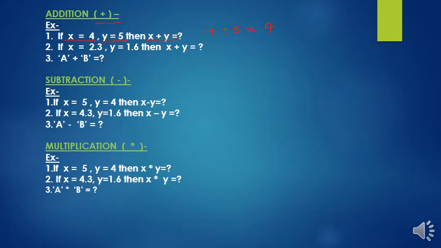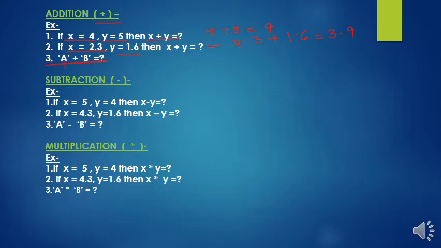Second example is the value of x equal to 2.3 and the value of y equal to 1.6. So x plus y will give what? 2.3 plus 1.6. So the answer will be 3.9.